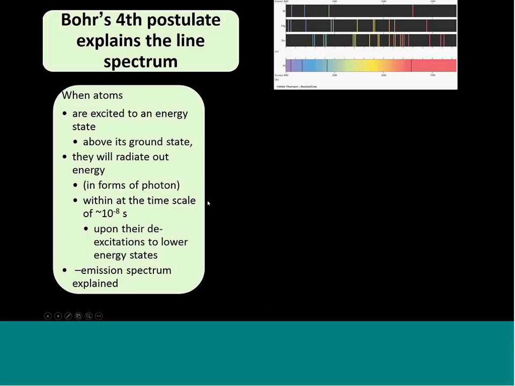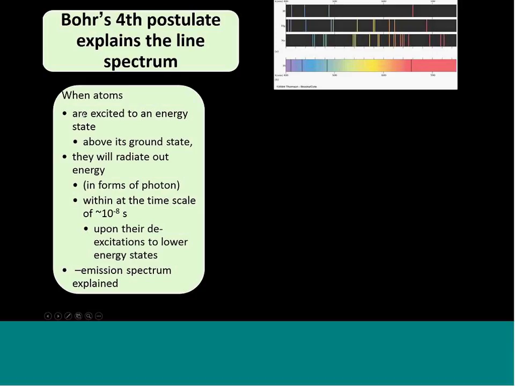Okay, so first let's explain the light spectrum. So an atom is attracted to an energy state above its ground state. Maksudnya dia mendaki tangga lah kalau excited. Okay, kalau dari n equal to 1 dilompat ke n equal to 2, n equal to 3, 4 dan seterusnya. Tapi dia in the excited energy.